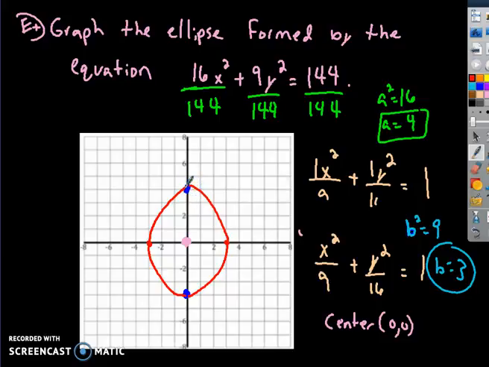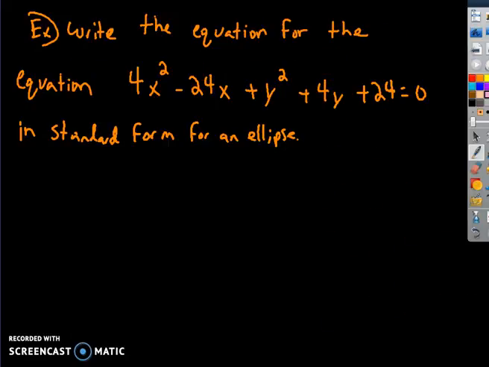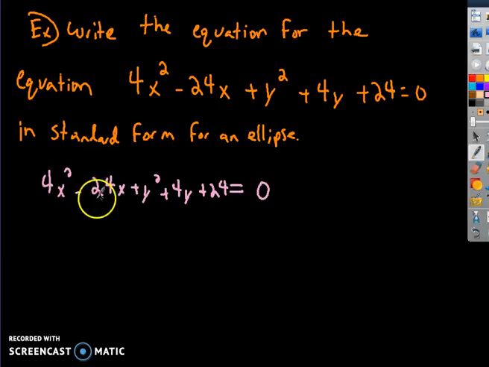All right, so this is the last example. Write the equation here in the standard form for an ellipse. So what I want to do is, first of all, rewrite this equation. I see that at some point I'm going to have to complete the square because these are going to be numbers that I have to complete the square with. So to begin, I'll move this 24 to the other side by subtracting 24.